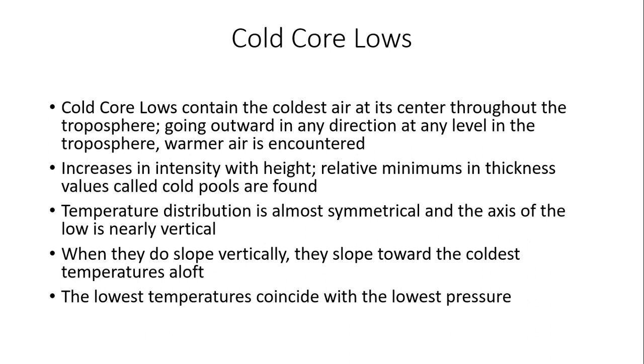So a cold core upper level low, you might see that spinning for days on end, especially during the wintertime. The temperature distribution is almost always symmetrical or circular in shape, with the axis of the low nearly stacked vertically. Now when they do slope vertically, the cold core lows slope toward the coldest temperatures aloft, and the lowest temperatures, again, coincide with the lowest pressure, because that's where your density is decreasing most rapidly.